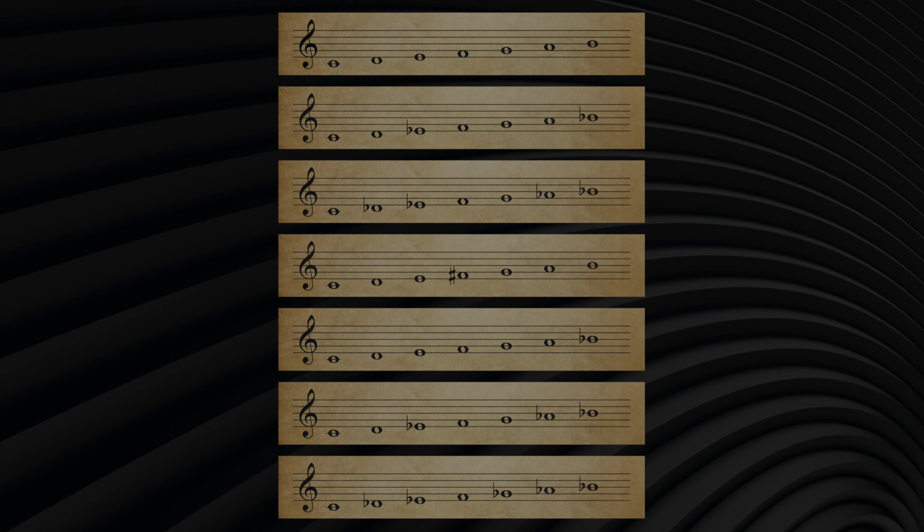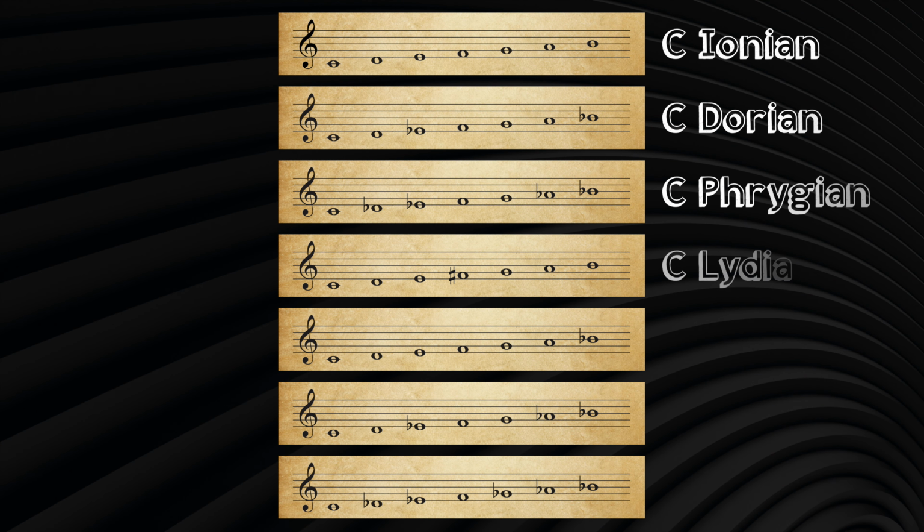A different way to build modes, other than just using one major scale and working each scale degree, is to start on the same tonic, the same starting pitch, and then use the patterns of whole steps and half steps to build them up from there. Here's an example of all the modes built on a C natural.